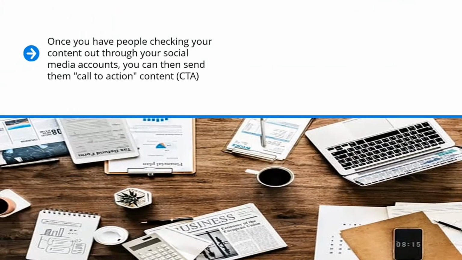Once you have people checking your content out through your social media accounts, you can then send them call to action content, CTA. This content recruits people to your mailing list. This social content that you're sharing offers some sort of incentive. Maybe you're giving away a free booklet. Maybe you're giving away software. Whatever the case may be, there is some sort of giveaway to incentivize people to click on that link, enter their email address, and join your mailing list.